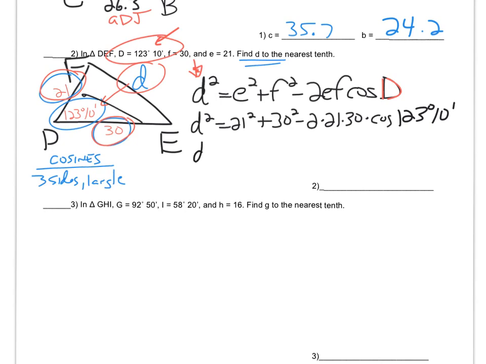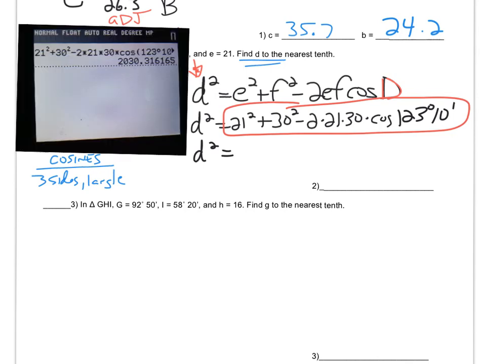So here what I'm going to do is I'm going to now type in this entire right-hand side on a calculator. So here I have on my calculator 2030.316, and you can see the rest. Now, is that going to be what side D is? That seems a bit large since the other two sides were only 21 and 30. No, this is what D squared is. So the way I'm going to get D is I'm now going to just take the square root of that answer. I'm going to press second and x squared for square root, and the previous answer, which is second and then the negative button.